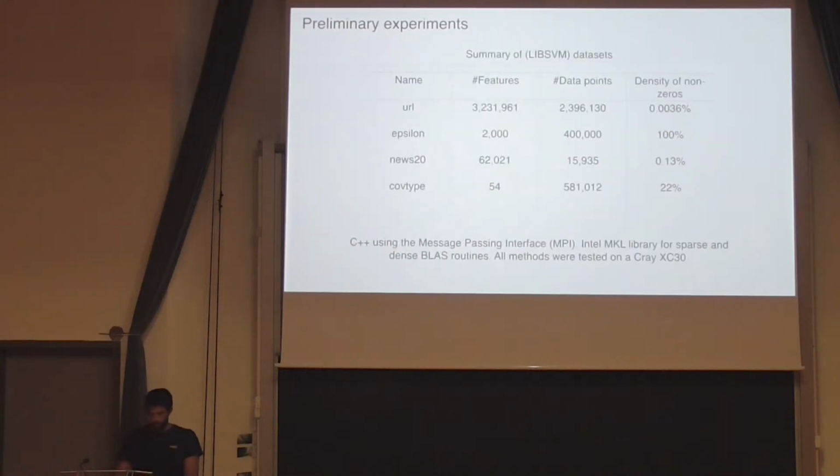Okay, so preliminary experiments. The first column is the name of the data set. The second column is the number of features, or otherwise the number of columns of the data. The third column is the number of samples, or the number of rows of the data. And the last column is the density, which you can see: the first data set is very sparse, the other one is dense, and the last two are somewhere in between those two.